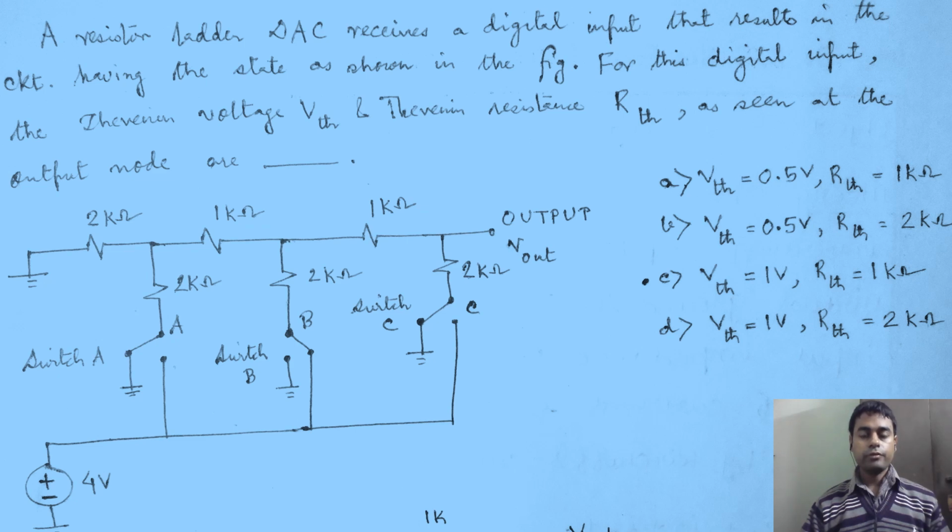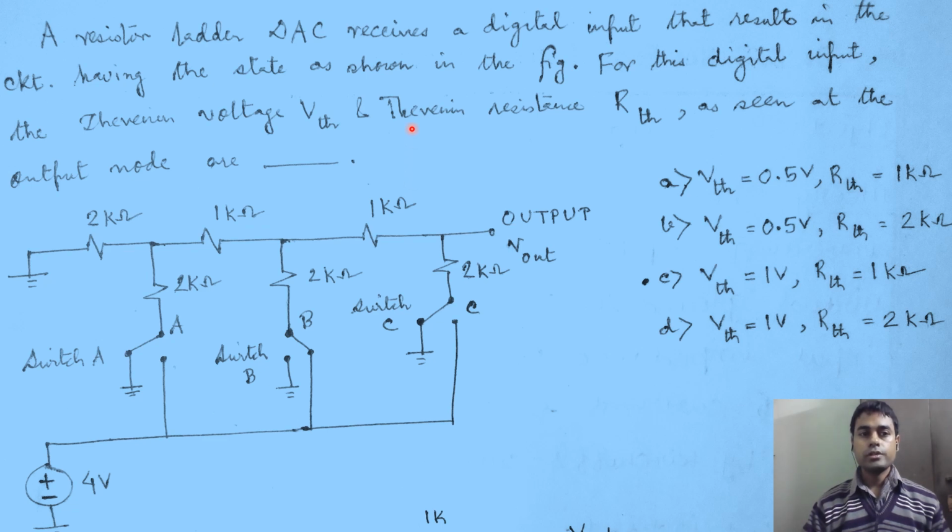Here is a GATE problem from Instrumentation Engineering from the year 2022, and this is from the Digital Electronics module. But judging by the analysis of this problem, it has to do with the basic understanding of circuit theory, and more predominantly, it has to do with our understanding of Thevenin's theorem.